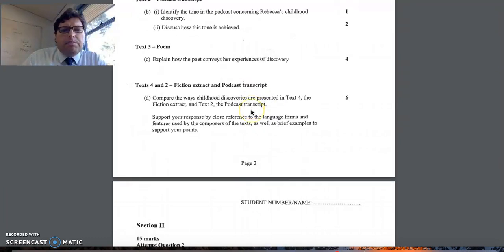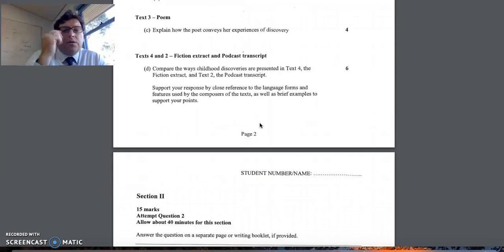This one here is big, it's worth 4. How does the poet convey her experience of discovery? Now that's huge. You need to really think about 4 poetic techniques that are embedded in that poem that relate to discovery, just like you do with Robert Frost. Now, that one's going to make you work hard. That is a lot of marks attributed to one singular poem, but there it is.